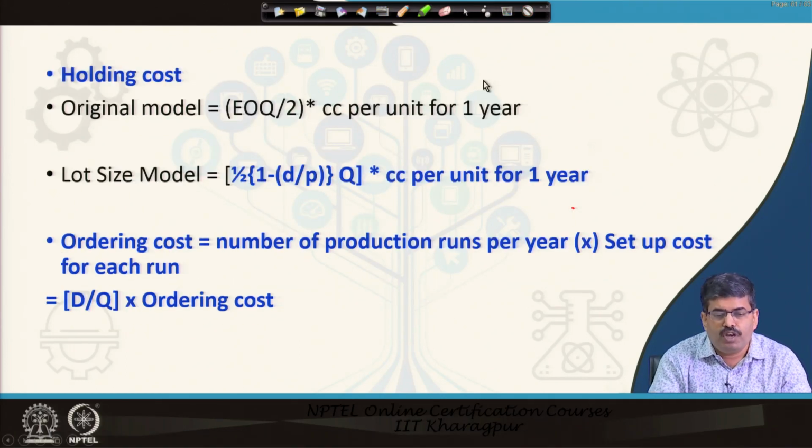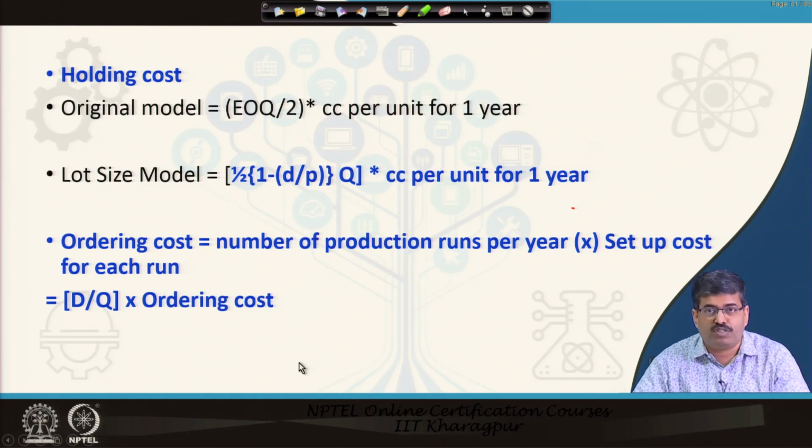Holding cost in our original model was EOQ by 2 into carrying cost or holding cost per unit for 1 year. In this lot size model, this is the formula. Ordering cost is the number of production runs per year into the setup cost for each run. There is a setup cost.